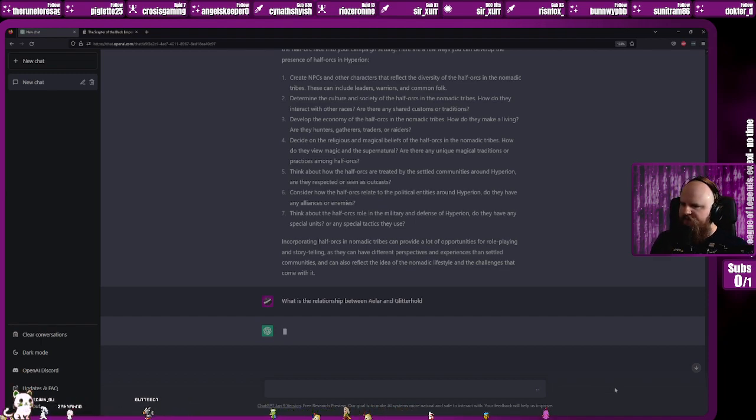Give it the prompts, just tell it exactly what to do, and it's better. As you implement it as a world, it will just do it. Then you can edit and work with it since it has the chat in memory. It remembers everything within the one chat. If I were to start a new chat and ask about Alar and Glitterhold, it'll be like, what? I have no idea about this. It'll probably tell us that it has limited knowledge of world events past 2021.